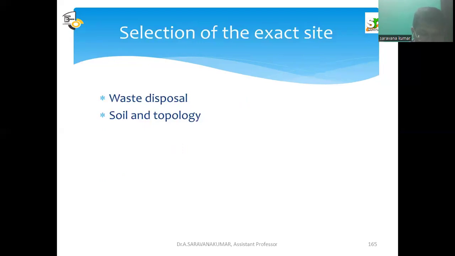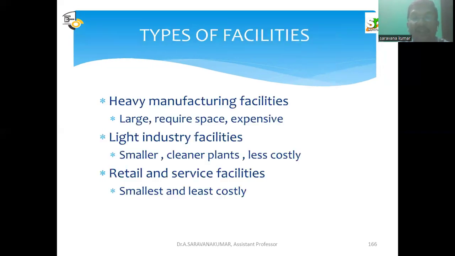Selection of the exact site: that is waste disposal. That place should allow waste to be easily disposed of. Soil and topology. Then types of facilities. There are three types: heavy manufacturing facilities, which require large space and are expensive; light industry facilities, smaller, cleaner plants, less costly; retail and service facilities, smallest and least costly.